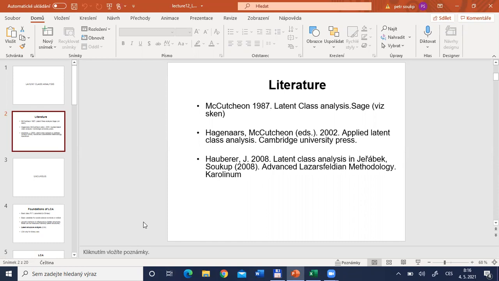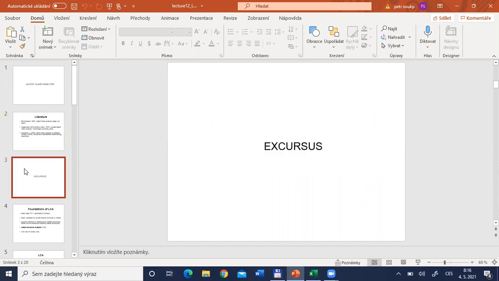And now we will briefly go into a historical excursus. I would like to give you some insight into the history of latent class analysis. Before we start to discuss the historical excursus, I would start with a question to all of you. If I go to factor analysis, let's start with exploratory factor analysis, I would like to know which variables I should have to perform exploratory factor analysis properly. So which variables is exploratory factor analysis prepared to work with?